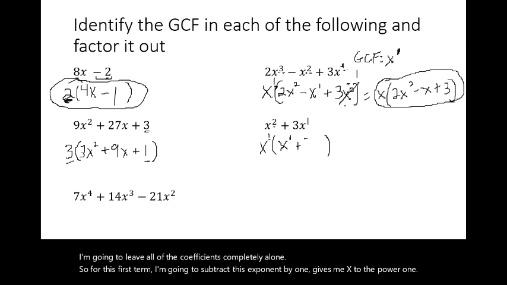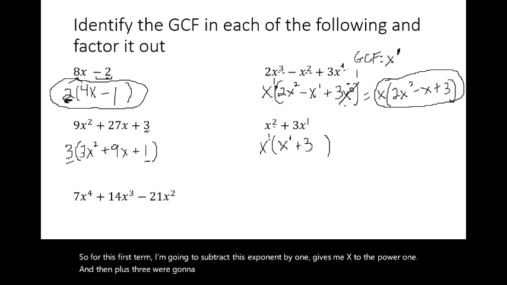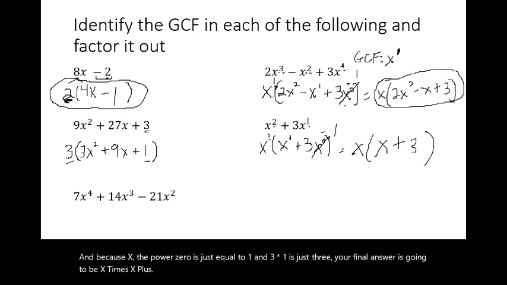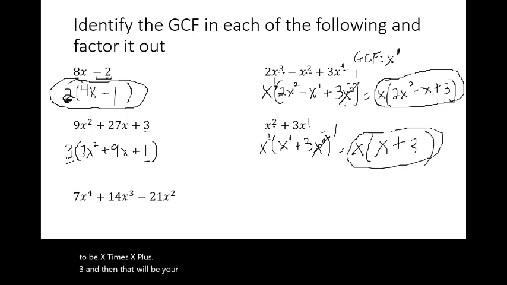And then plus 3, we're going to leave the 3 alone. We're going to do the same thing here. 1 minus 1 gives us x to the power 0. And because x to the power 0 is just equal to 1, and 3 times 1 is just 3, your final answer is going to be x times x plus 3, and then that will be your final answer.